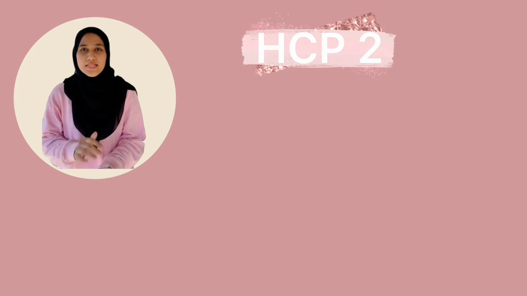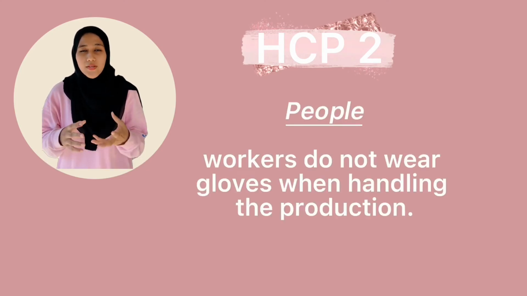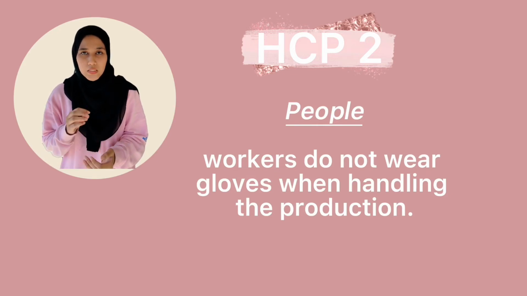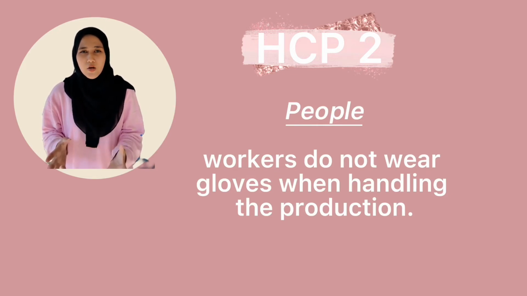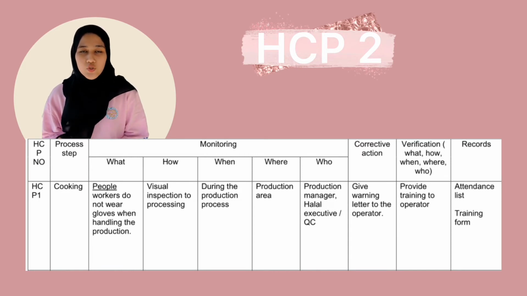Step 2 is the cooking step. The first is the halal threat to people. When handling the product, workers do not wear gloves. It can pose a number of dangerous risks. How can this be avoided? Production manager, halal executive, and QC must perform more visual inspections of processing during the production process at the production area. The corrective action is to issue a warning letter to the operator and to retrain the operator.